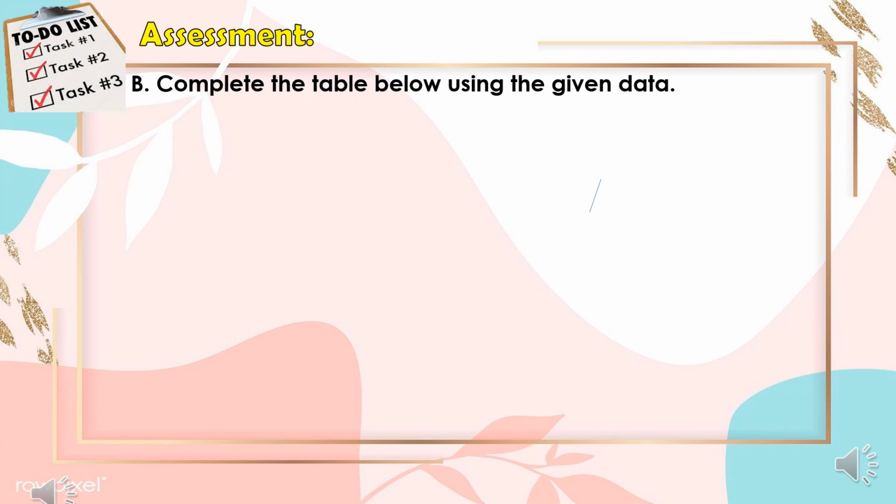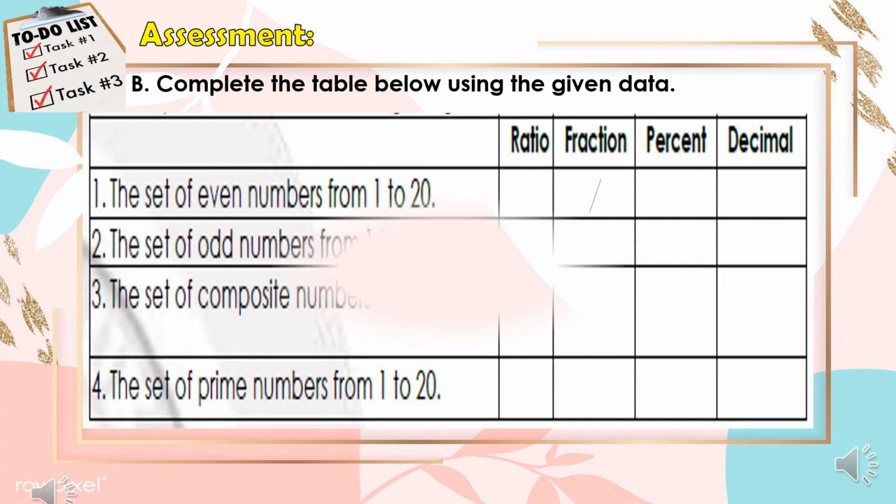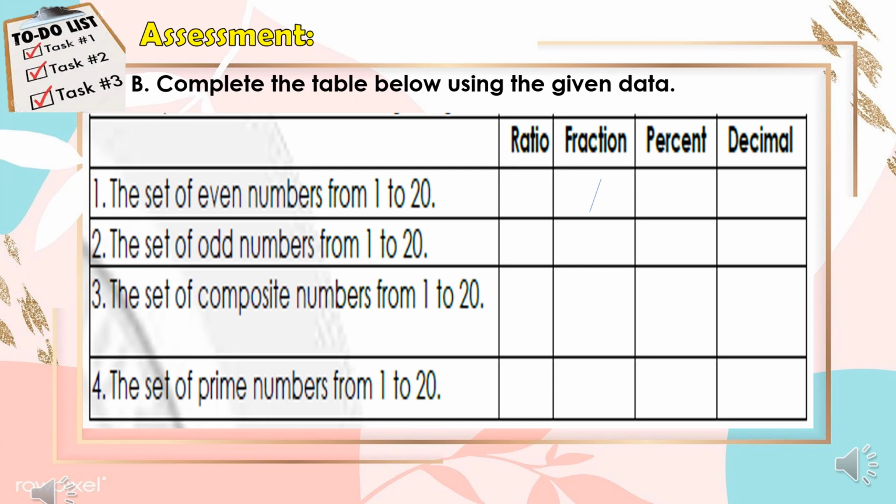Okay, for assessment B, complete the table using the given data. So here is the table. On the first column, we have the problem or the data, and then the second column is the ratio, and then fraction, percent, and decimal. For the given data, number 1 is the set of even numbers from 1 to 20. Number 2, the set of odd numbers from 1 to 20. Number 3, the set of composite numbers from 1 to 20. And number 4, the set of prime numbers from 1 up to 20.